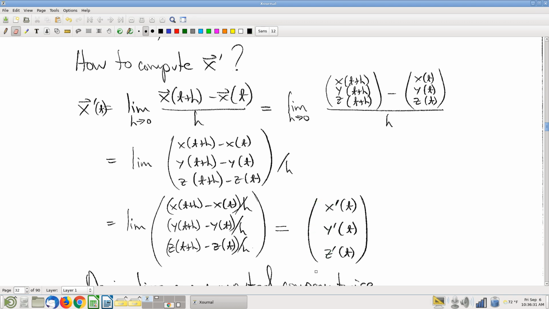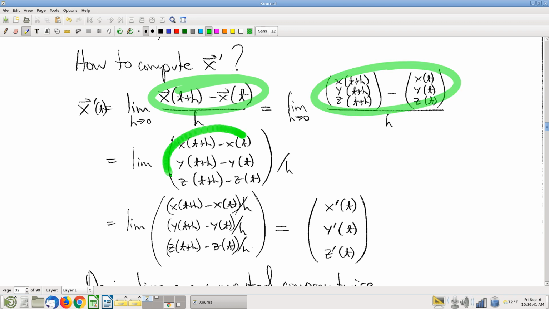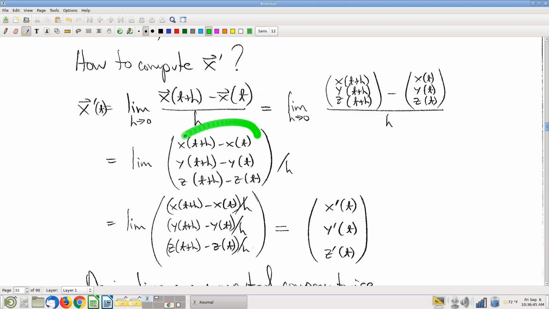Okay. Well, that's a relief. Now let me persuade you that this is actually true. It's a pretty straightforward argument. How do we subtract vectors? Well, we subtract vectors one component at a time. How do we divide vectors by scalars? Well, we do that one coordinate at a time.